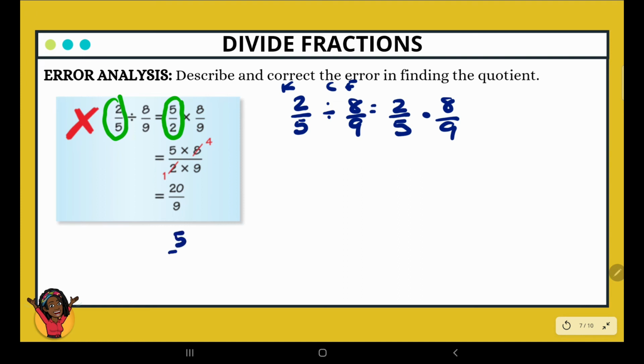So we have 5/2 times 8/9. 5 times 8 is 40. 2 times 9 is 18. Now, if we simplify that using the number 2, then we would get the 20/9 that they have. But this can be simplified further. We can actually convert this from an improper fraction into a mixed number. So based on these two identifications, we would say that the error that they made is that they incorrectly applied the keep, change, flip, and that they did not simplify their final answer.